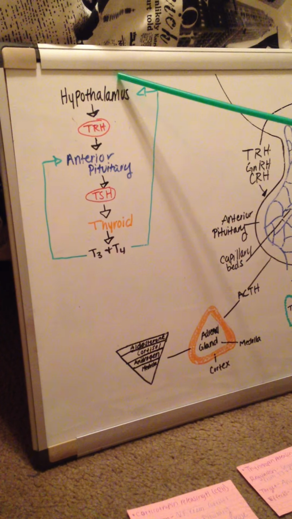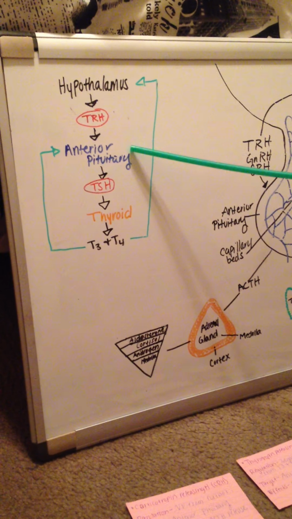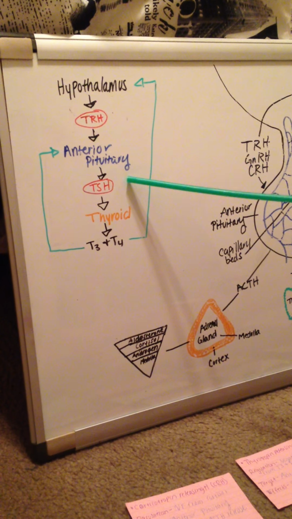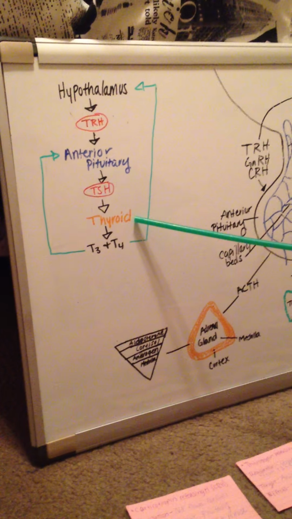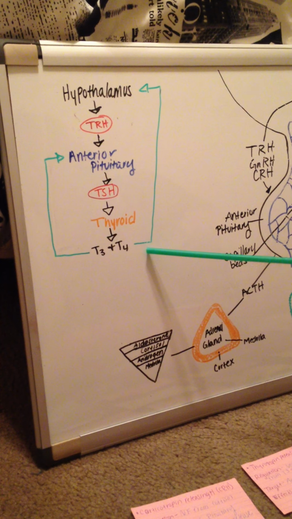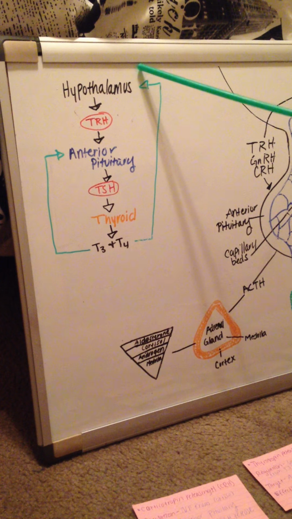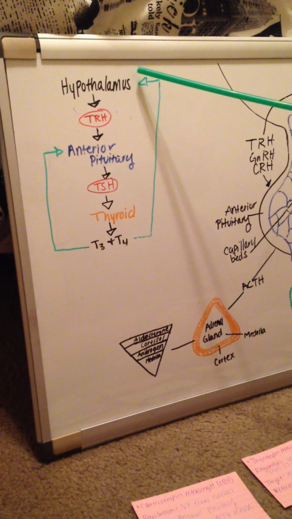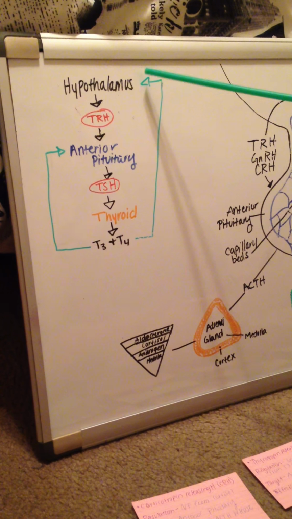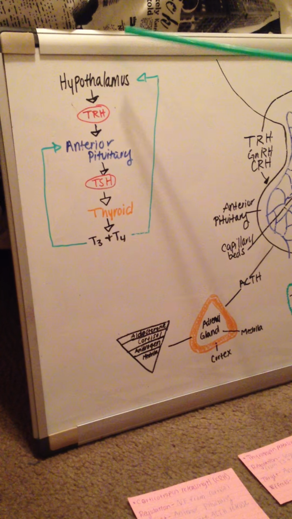So the hypothalamus releases thyrotropin releasing hormone, which targets the anterior pituitary, which releases thyroid stimulating hormone, which targets the thyroid gland, which then produces T3 and T4. However, if T3 and T4 is low, it sends a message to the hypothalamus to produce more, so it can make more.